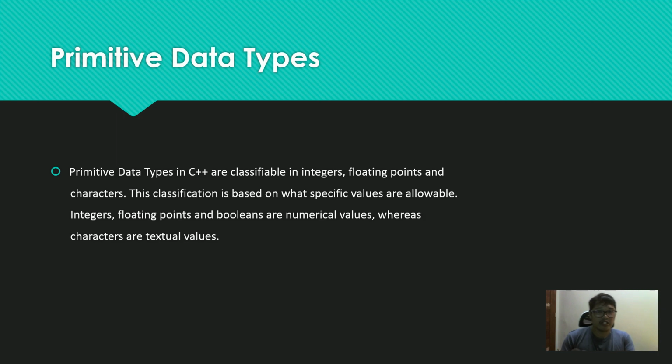Primitive data types in C++ are classifiable, I'm sorry for the pronunciation, into integers, floating points, booleans, and characters. This classification is based on what specific values are allowable. Integers, floating points, and booleans are numerical values, whereas characters are textual values. These are primitive data types.